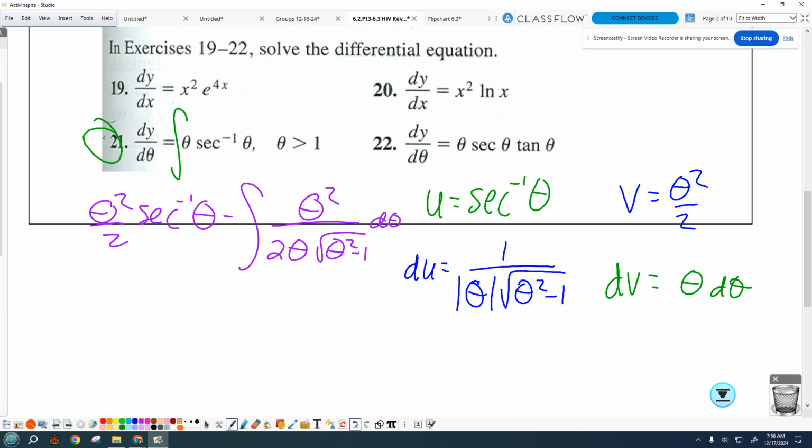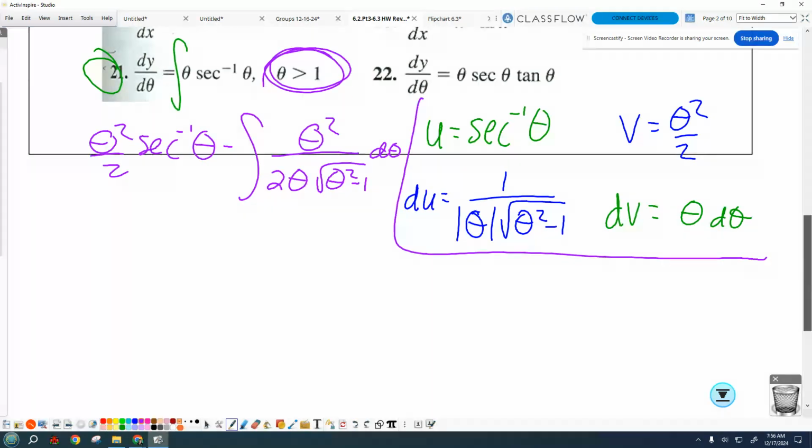And I just disregarded those absolute value bars that Michael accurately told me needed to be there. Alex, why can I disregard them? Look at the problem that they gave us. Because theta is always positive. In this case, we're just dealing with theta being greater than 1, so I'm getting rid of those. All right, so that's integration by parts was our step 1.